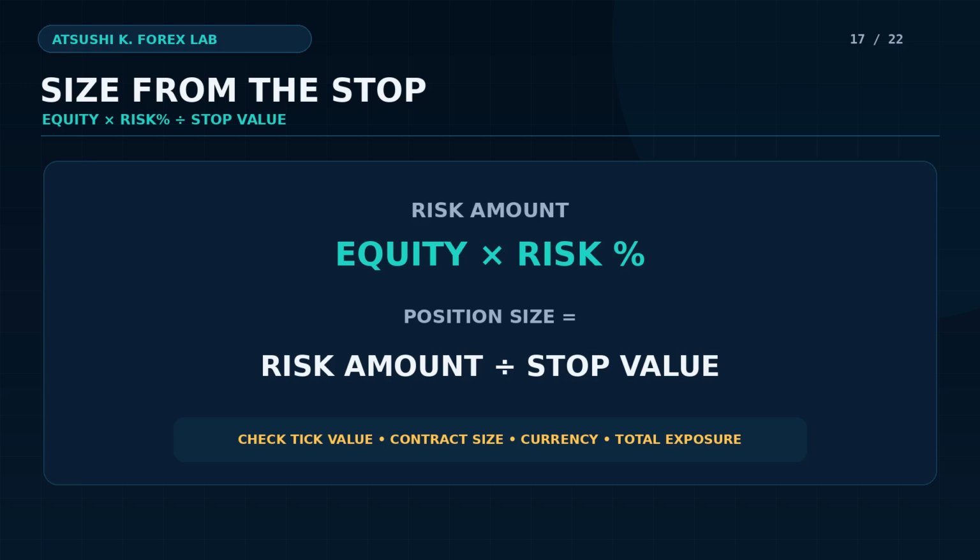For a stop-based strategy, position size should come from the amount the account is allowed to lose, not from a favorite lot number. Start with current equity multiplied by the chosen risk percentage. Then divide that risk amount by the monetary value of the stop distance for the broker and symbol. Tick value, contract size, and currency conversion must be checked in the actual trading environment. Finally, cap the result for total portfolio exposure. A correct formula for one position can still create excessive risk when several related trades are open together.